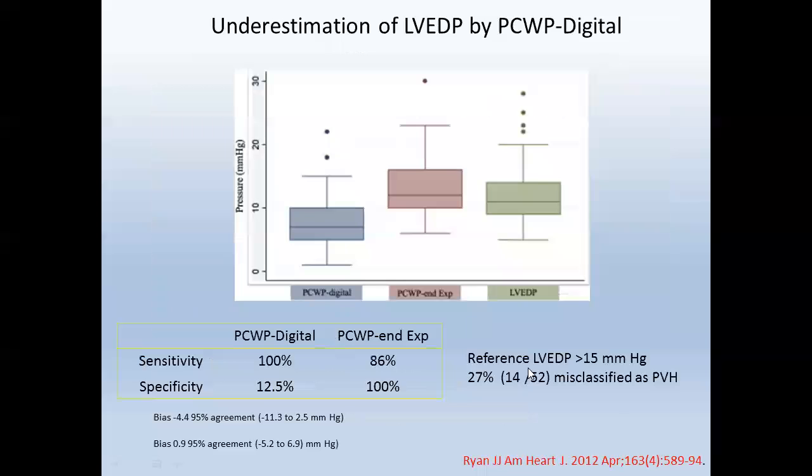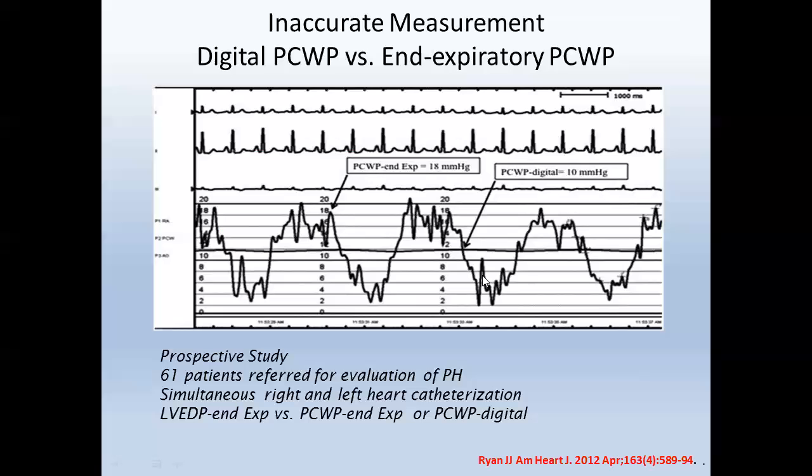When we did that, you can see the pulmonary capillary wedge pressure by the computer, which is the digital one, is much lower than your actual LVEDP. Your end-expiratory measurement actually correlated closely with your LVEDP. Your computer-generated pulmonary capillary wedge pressure underestimates because it takes the inspiratory value, which is a lower value. So you can underestimate your pulmonary capillary wedge pressure just by relying on the computer.